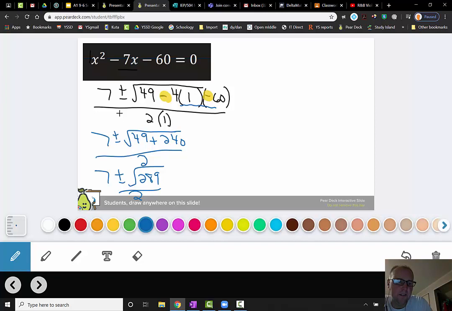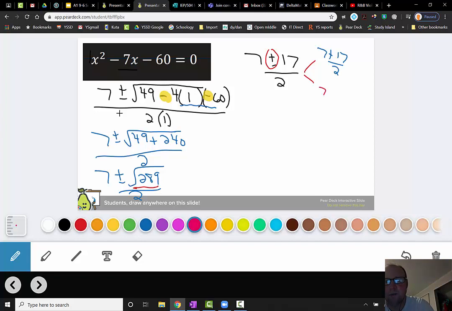We're going to try and find out if this is perfect or decimal or what it is. It turns out it's 17. So 7 plus or minus 17 over 2. Now we have to work through these two cases. So we're going to split this guy up. The first one, we're going to do 7 plus 17 over 2. And then we're going to do 7 minus 17 over 2. So this is negative 10 over 2. So it's negative 5. That's one of my answers.